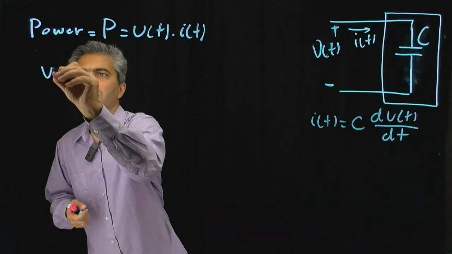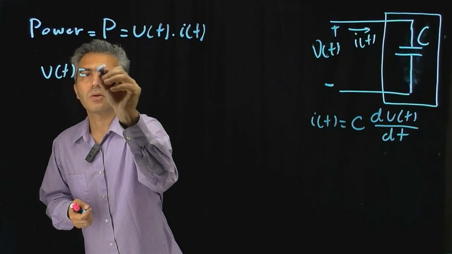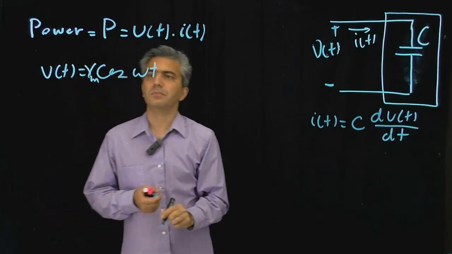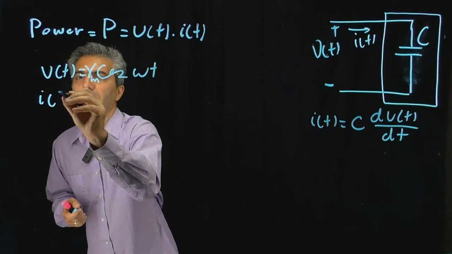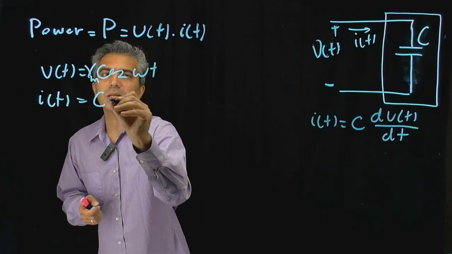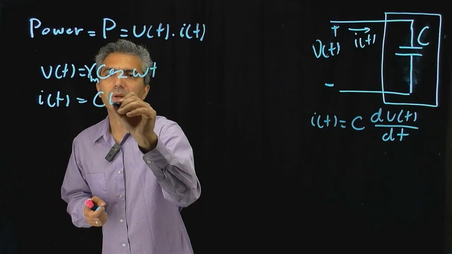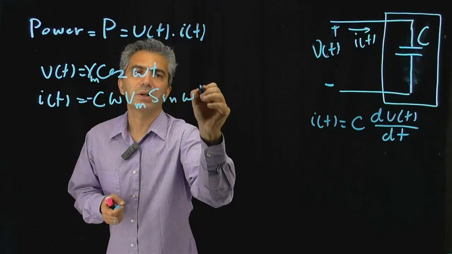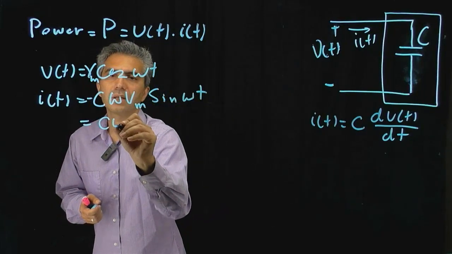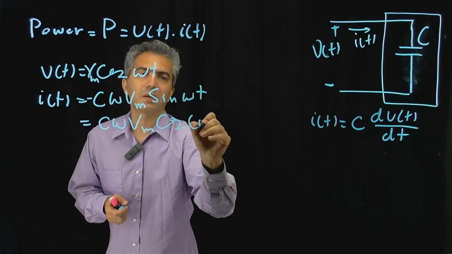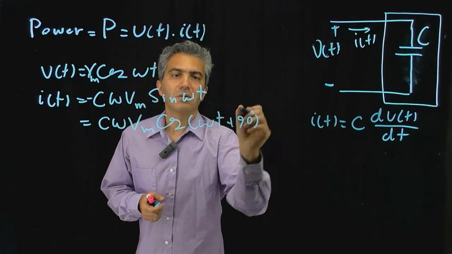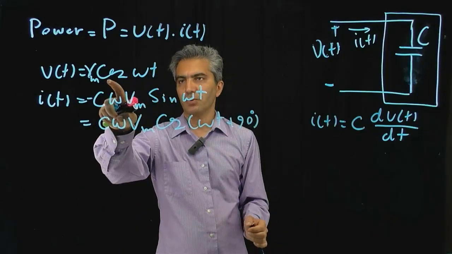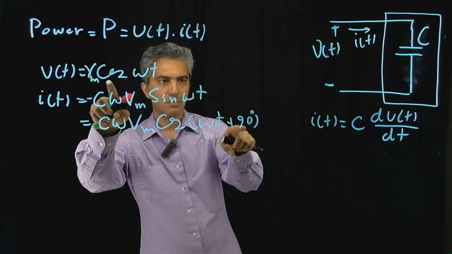So this time, let's assume that the voltage is Vm cosine omega t, with a peak voltage of Vm. Therefore, the current becomes C times omega Vm times minus sine of omega t. So it becomes C omega Vm cosine of omega t plus 90 degrees. So now, as you can imagine, this time the current is 90 degrees ahead of the voltage, or in other words, the voltage is 90 degrees behind the current.